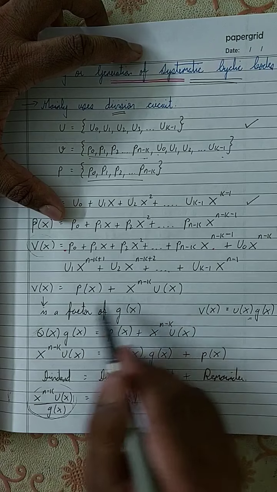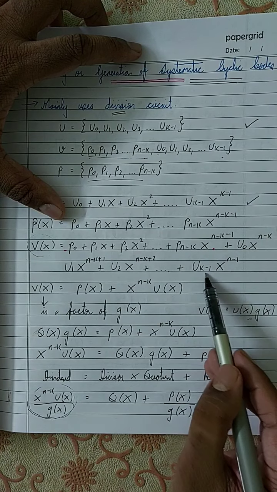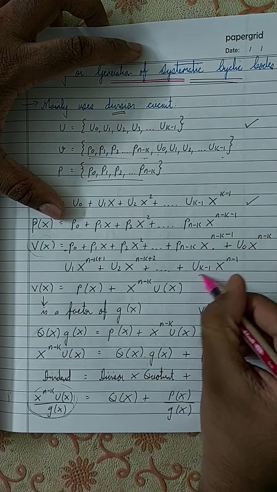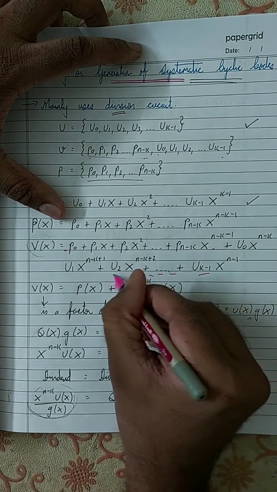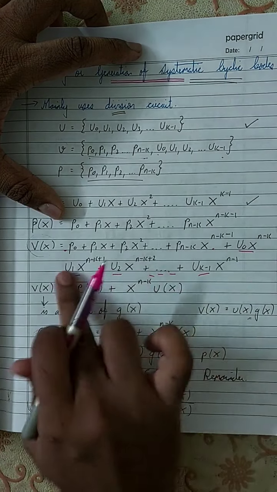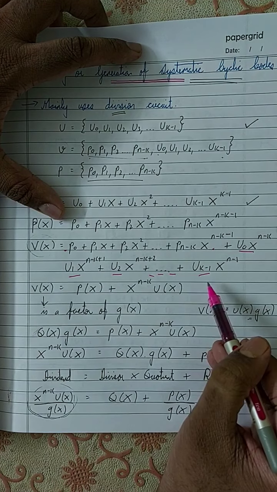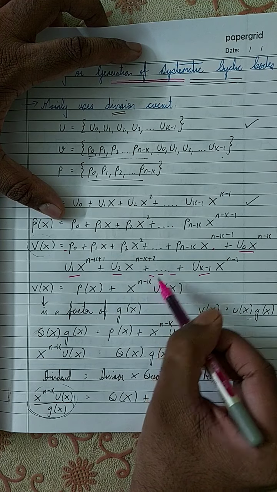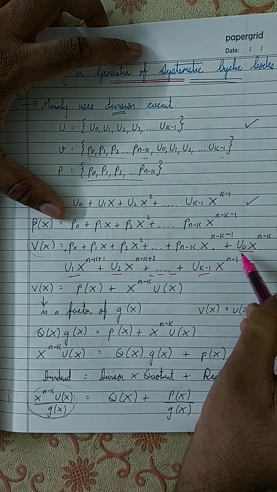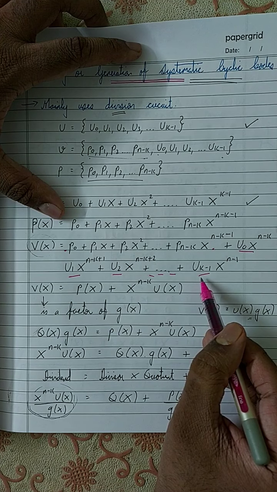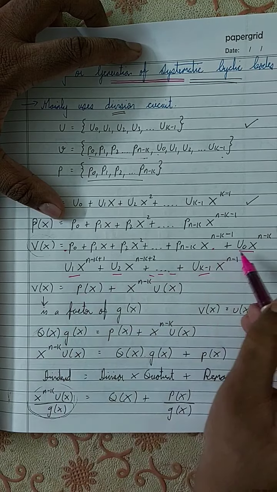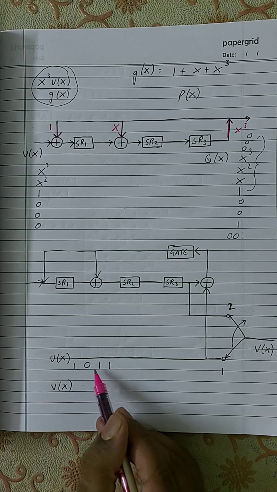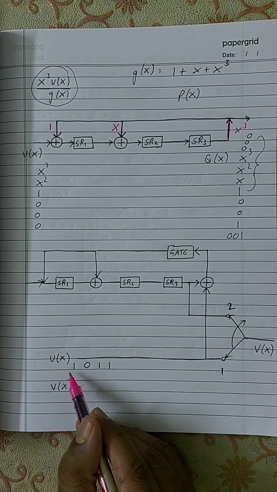Here you need both U of X and P of X. You will first get these values, starting from the highest order: the highest order, then the second highest, then the third, and so on, from U K minus 1, U K minus 2, up to U 0. This is how you'll get your output. First you'll get this one, then this one, then 0, then this one.